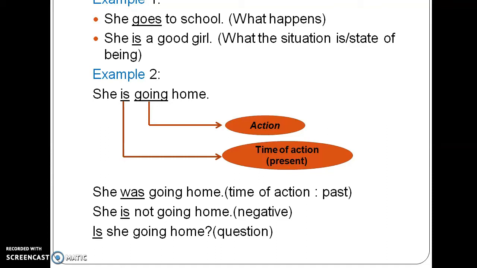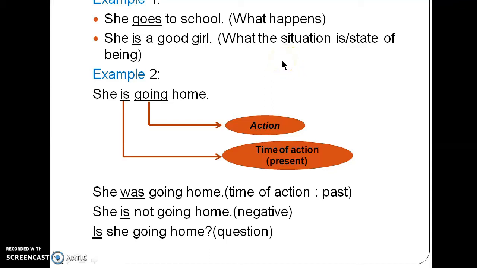Alright. Now next sentence. She is a good girl. Now the underlined word is the verb here, and is tells you what the situation is or the state of being. And you have seen in these sentences, goes and is are very important words. Without these words, the sentences don't have any meaning. So these two words are carrying meaning to the sentences.